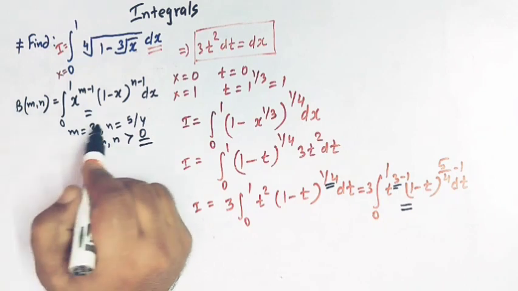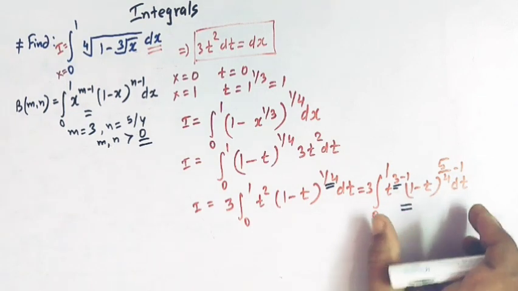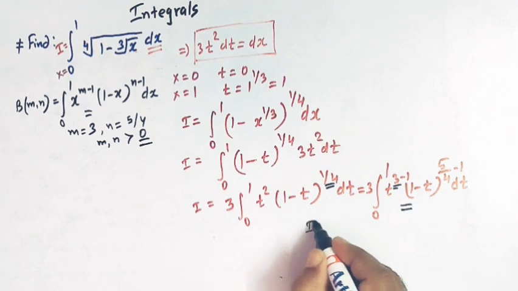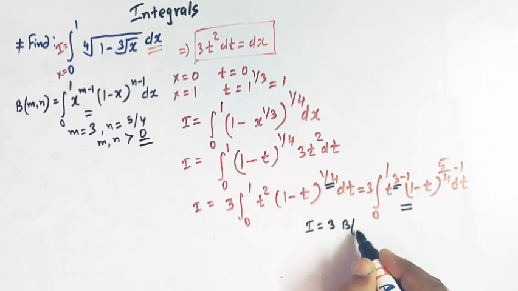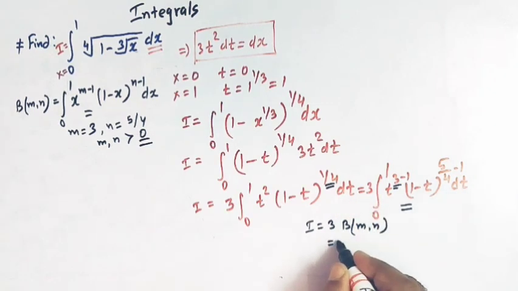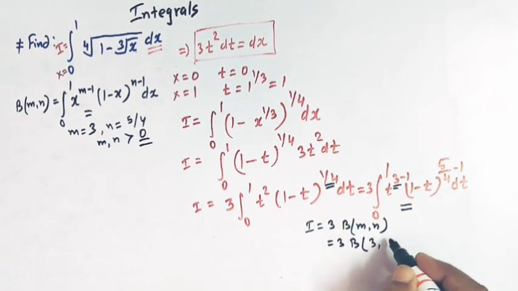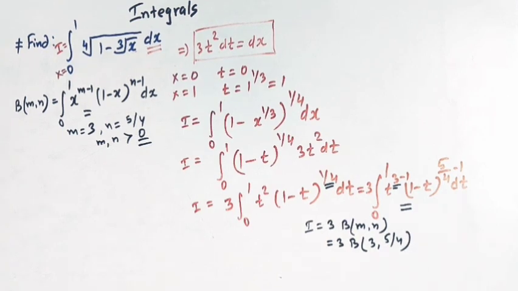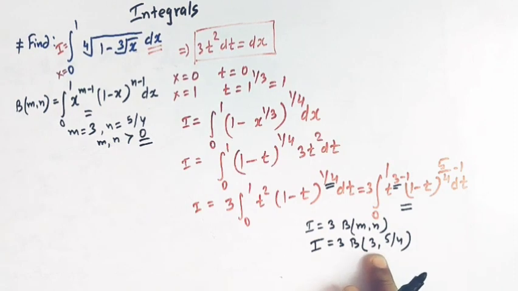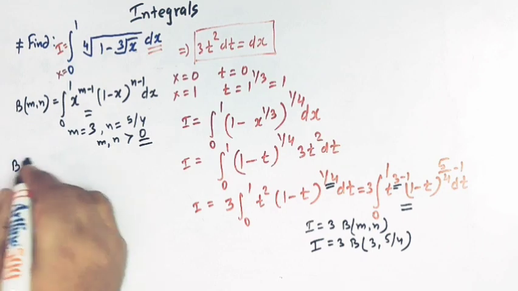So now here we should remember that m and n should be greater than 0, right? And this beta integral is also known as Euler's integral of the first kind, right? So now this integral I becomes 3 times beta of m, n. So this integral is now beta m, n, where m is 3 and n is 5 by 4, right?